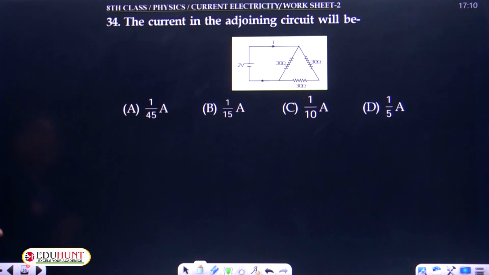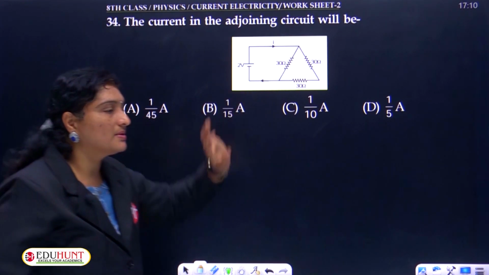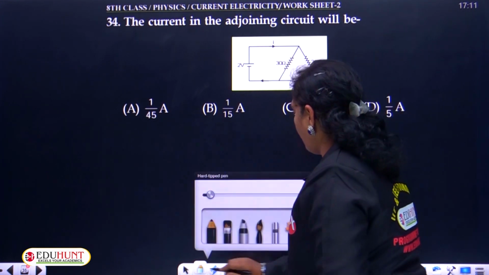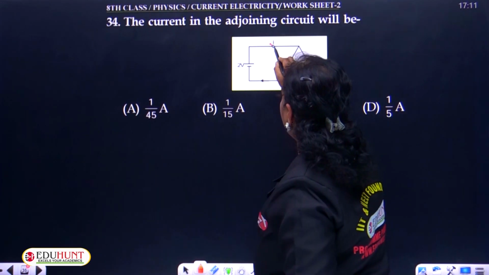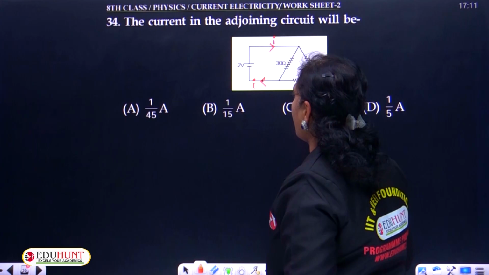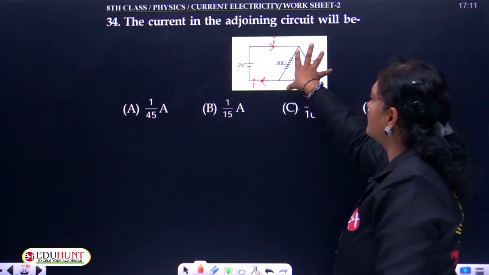Moving to the next question, 34th. The current in the adjoining circuit will be. So, here some circuit is given and you are asked to find the current. The flow of current is also given, indicated with the letter I. Of course, the same battery, here also you can take this as I, and the potential difference between them is given as 2V. And this is the circuit.